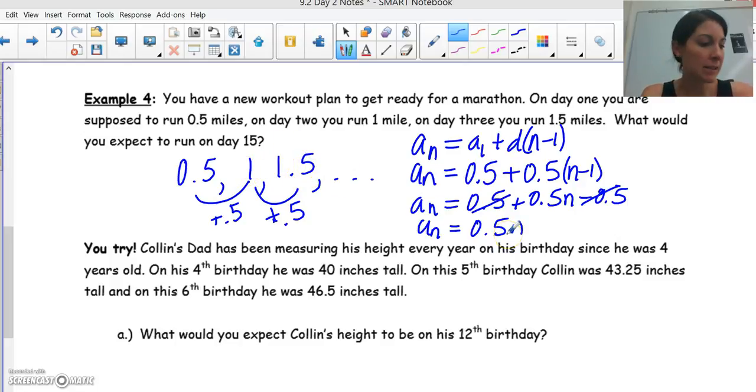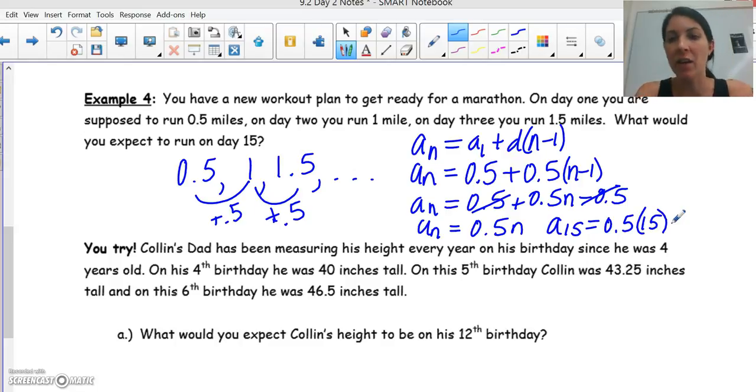So that makes sense. So if I want to know the 15th day, I want to find a sub 15. I would just do 0.5 times 15. So let's see how much that is. 7.5. Yep, because it's really half of 15. So then on day 15, I ran 7.5 miles. And that's if that pattern continued.